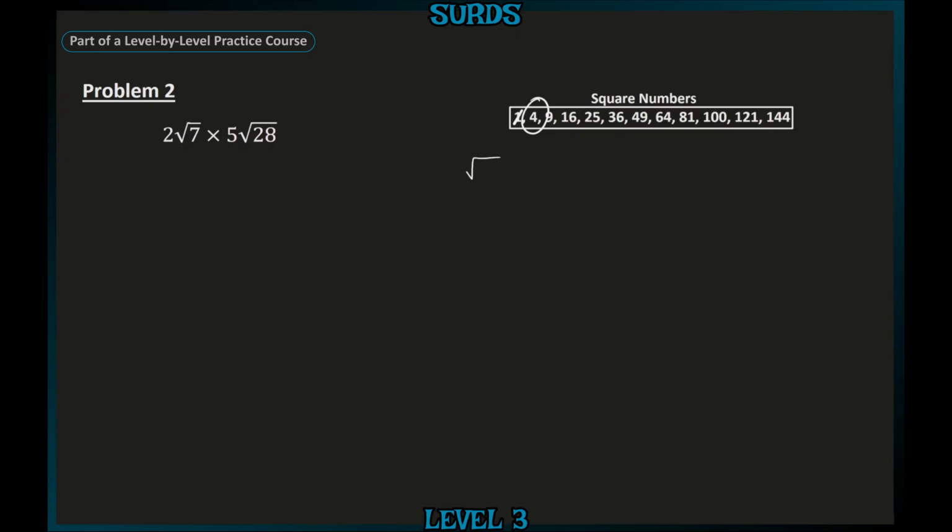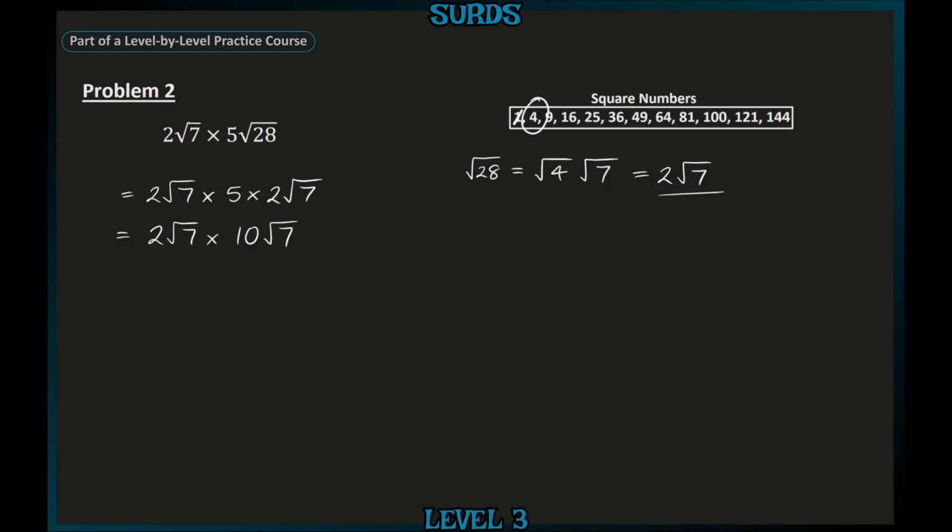So we can rewrite the square root of 28 as the square root of 4 times the square root of 7, because 4 times 7 is 28. And because we know that the square root of 4 is 2, this becomes 2 root 7. So going back to the original question, this becomes 2 root 7 multiplied by 5 times 2 root 7. And 5 times 2 root 7 is 10 root 7. So this becomes 2 root 7 multiplied by 10 root 7.